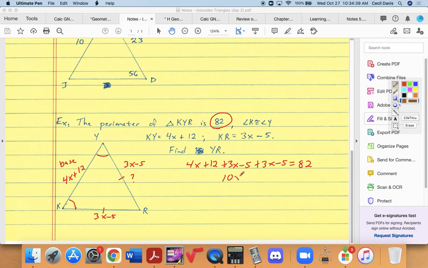So grouping the like terms, that's 10x plus 2 is equal to 82. Subtract 2 and we get 10x is equal to 80. Divide by 10. We get x is 8. So YR will be 3 times 8 minus 5. It's 24 minus 5 is 19.